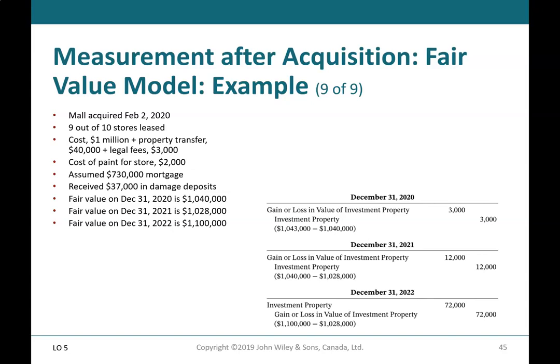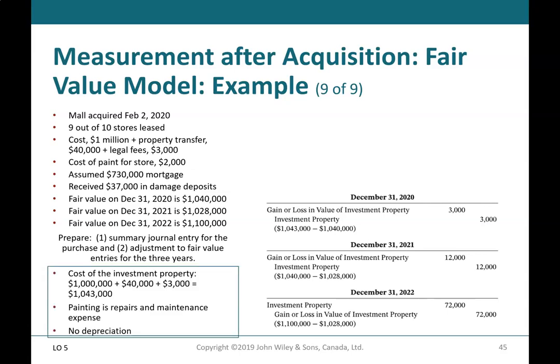And on December 31st, 2022, you would debit investment property for $72,000 and credit gain or loss in value of investment property $72,000. So we prepared the summary journal entry for the purchase and adjustments to fair value entries for the 3 years. So the cost of the investment property originally was $1,043,000. The painting is repairs and maintenance expense, and there's no depreciation.